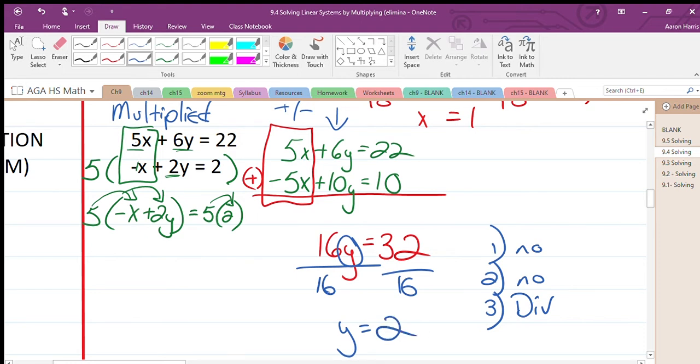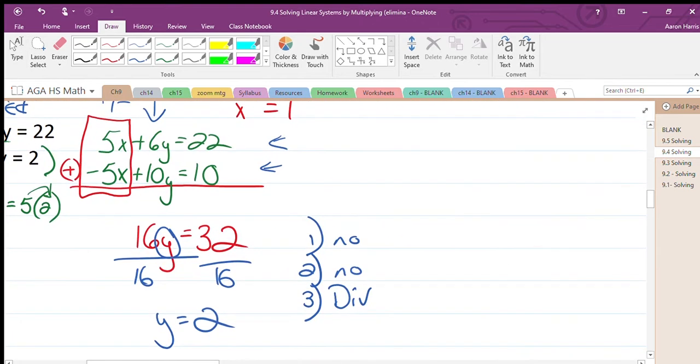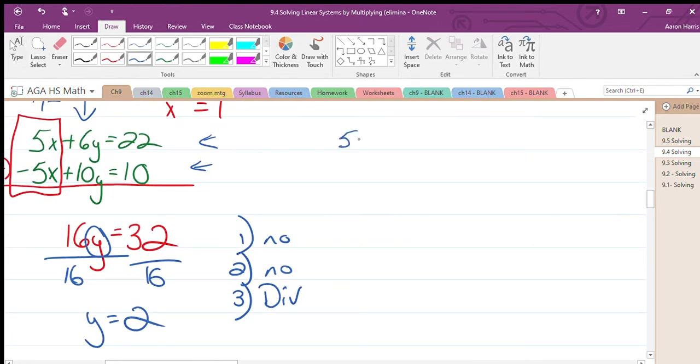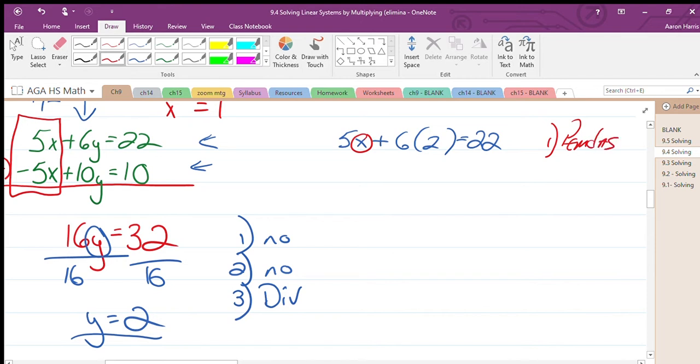Now what can I do? I can substitute y back into this equation. I could even go back to the originals. It doesn't matter because they're all equal, okay? So let's just take the top one and do it. So 5x plus 6, and instead of a y, we're going to put what into it? That's right, we're going to put a 2, is equal to 22, okay? Now we're going to solve for what? X. So simplify, combine like terms, something to do? Yes, PEMDAS. We have to multiply. So 5x plus 12 equals 22.